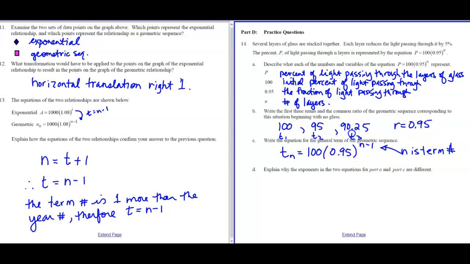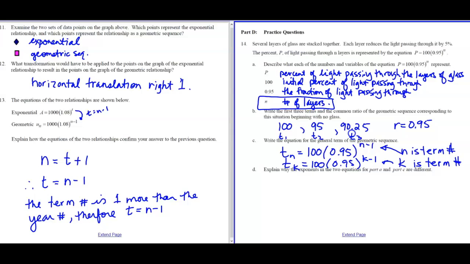Okay, so if you wanted to use a different letter, you can use a k here. Number of layers of glass. Sorry, getting confused with the compound interest. So that's number of layers of glass. This is term number. Okay. So here, remember. So if you wanted to, maybe you call this k instead. If it helps you keep them different.